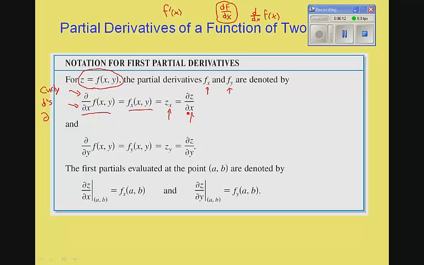Once you've computed a partial derivative, just like a regular derivative, you might want to evaluate it at some point. Like, in my class, we had to find f prime of 3. Why? Well, what might f prime of 3 give you in Calc 1?